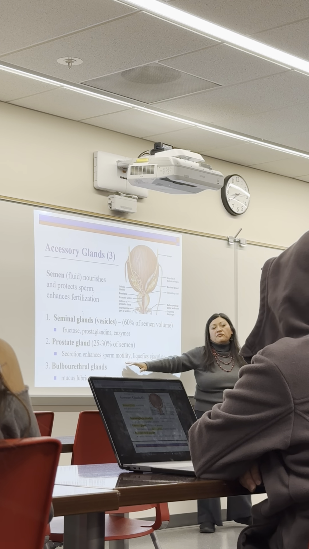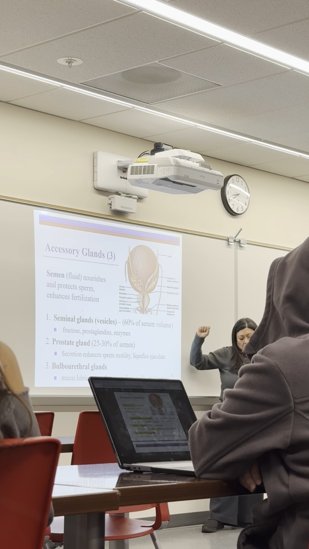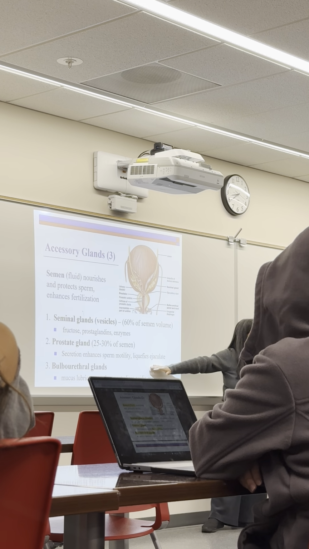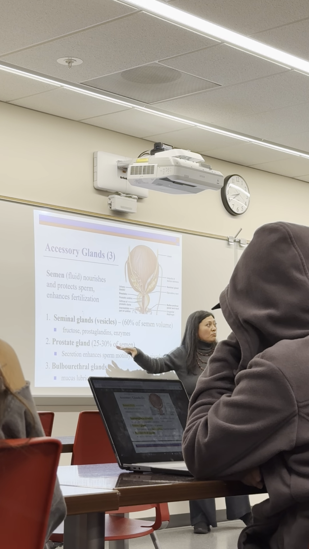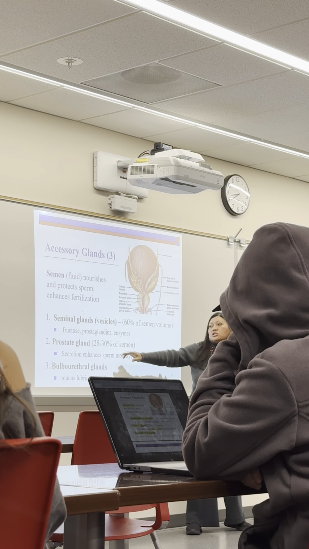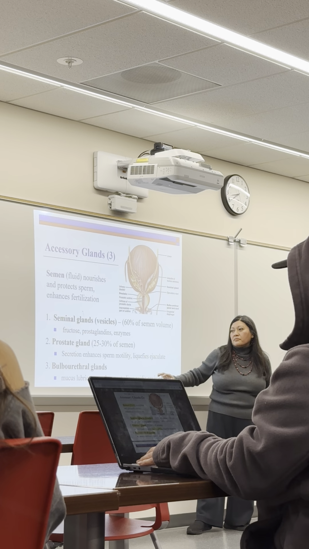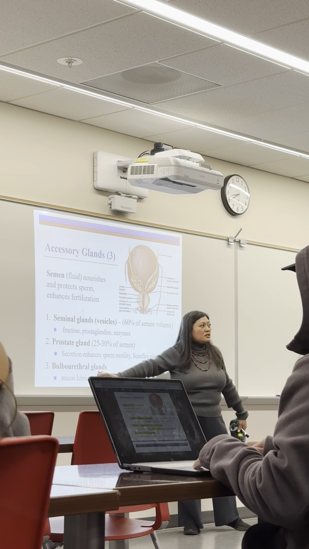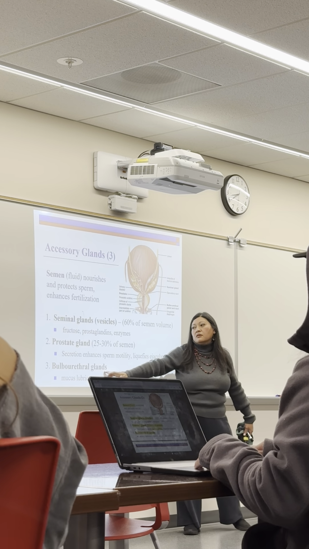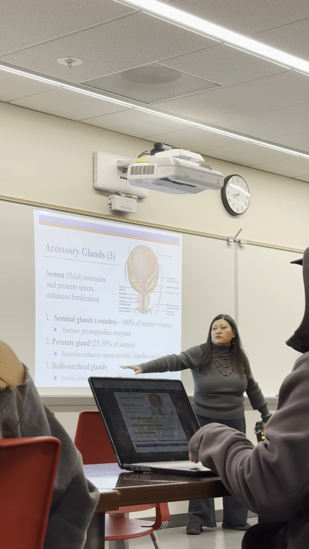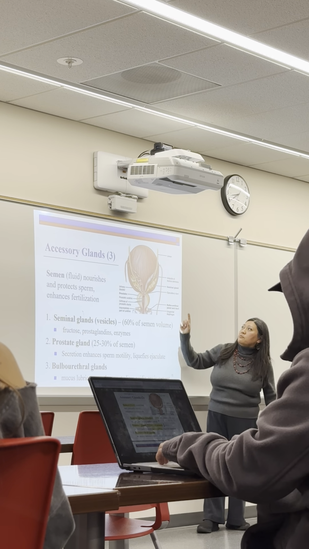So it's going to change the consistency of it, but you don't need to know in how much detail, right? You should know that it contributes about 25 to 30% of that. And then there's the smallest amount. This is what's called the contribution from the bulbourethral glands. And so find the bulbourethral gland.